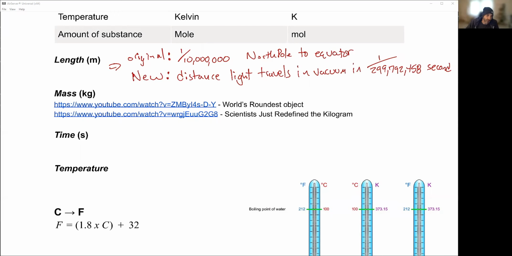Time is based on vibrations of a cesium atom.